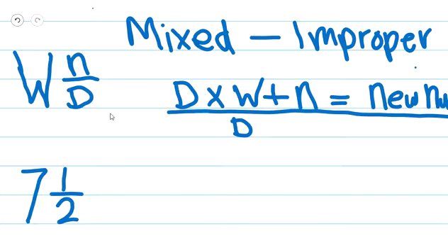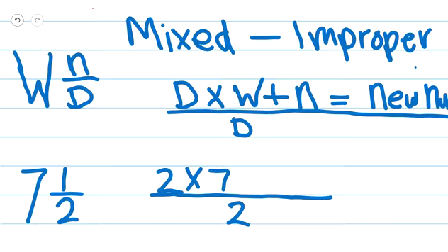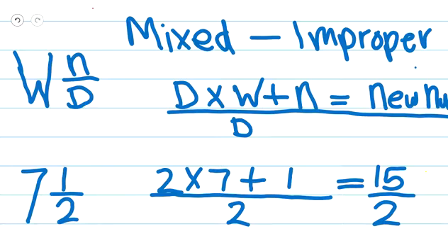So again, let's follow our formula. We see that our denominator is 2. We can put that right there, 2. Then we say denominator, which is 2 again, right here, 2 times 7 plus 1. That's going to be equal to, and automatically we know our denominator stays the same, which is 2. So 2 times 7 is 14, and 14 plus 1 is 15. So we just converted 7 and 1/2 into an improper fraction.